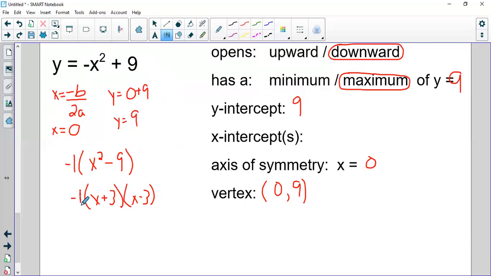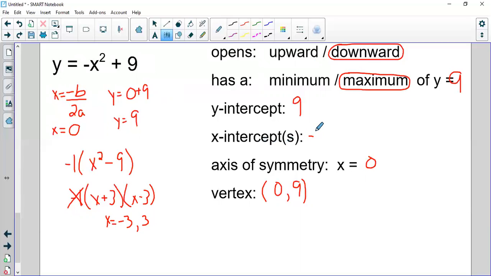I'll bring down that negative 1 GCF, but remember, if there's no variable there, when I solve my zero product property, this becomes extraneous, irrelevant to the answer. And I don't have to solve both of these because they're going to be opposites. X plus 3 is 0. X equals negative 3. And x minus 3 is 0. X is equal to positive 3.